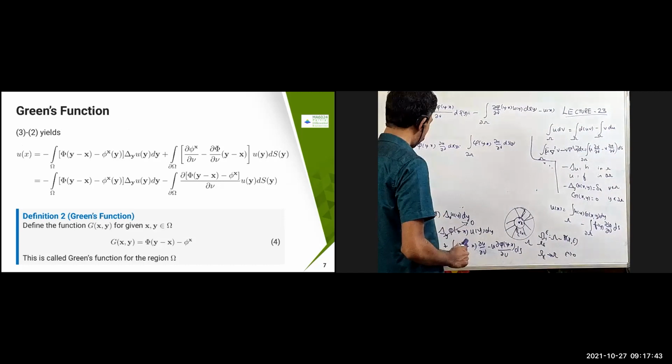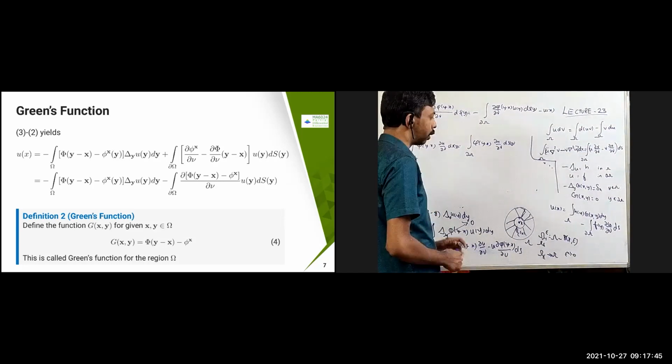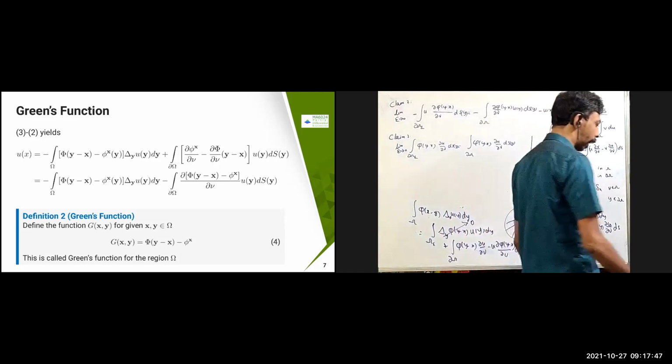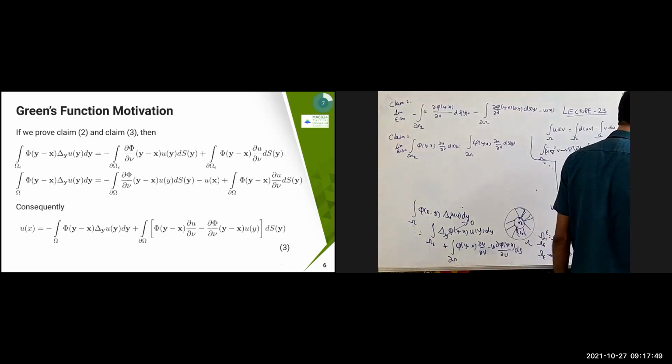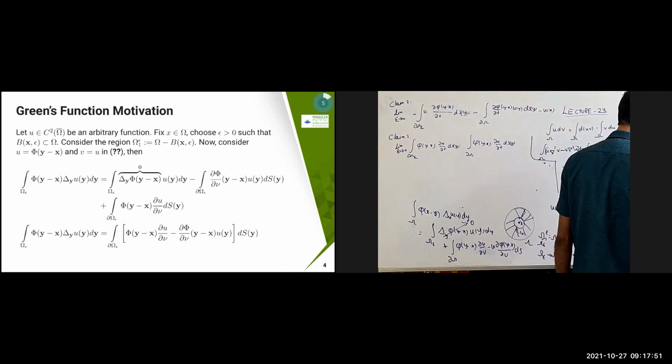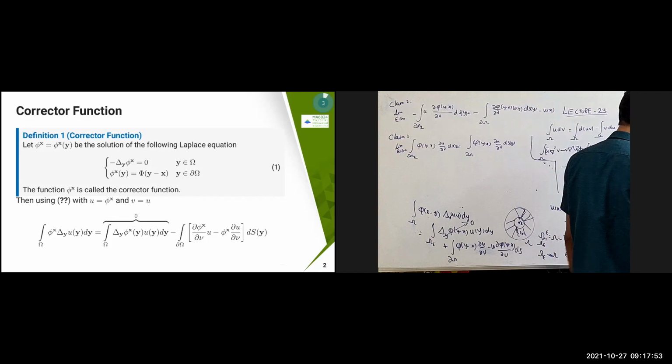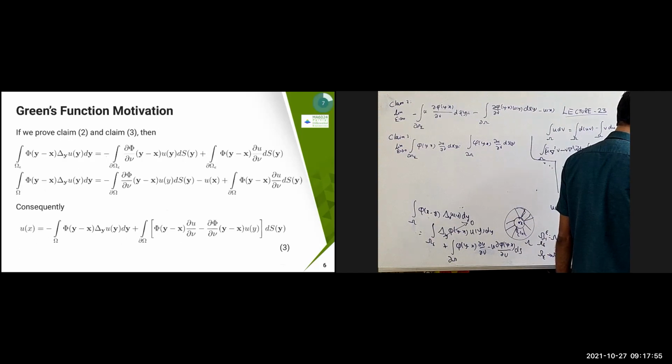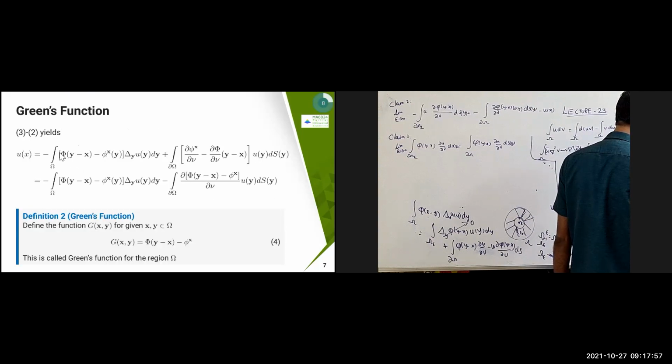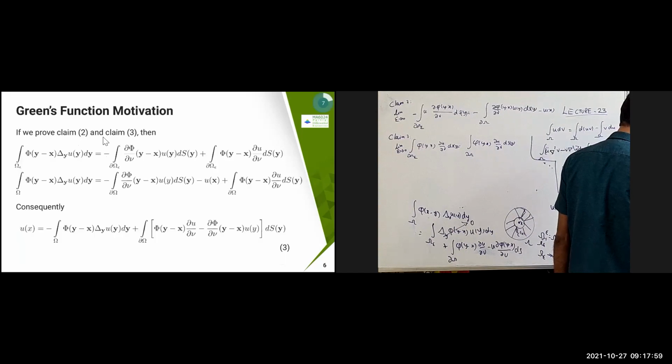Now how do we obtain these things? This is from the character functions we have. So we have pi of y minus x, pi of x y in the dou omega. That I am substituting here, pi of y minus x. So I'm just subtracting these 2 terms.